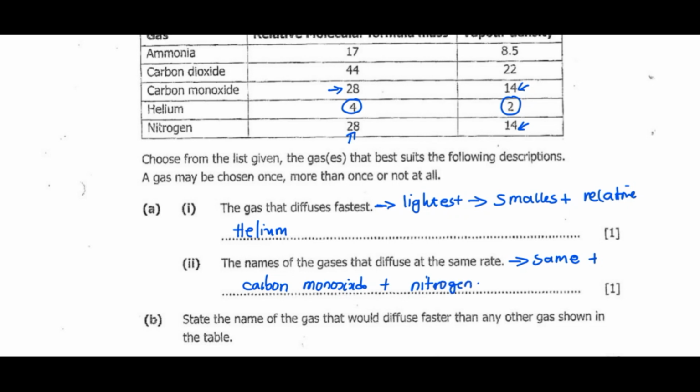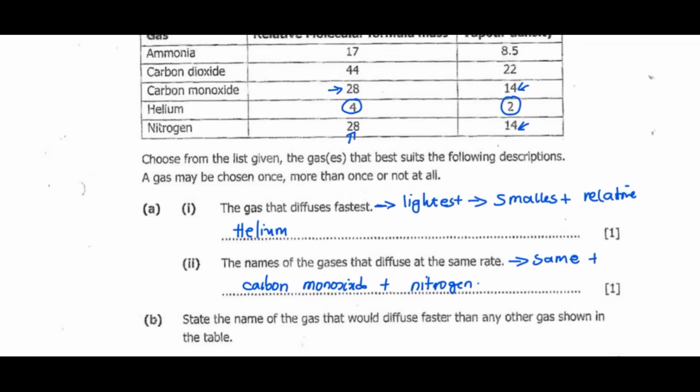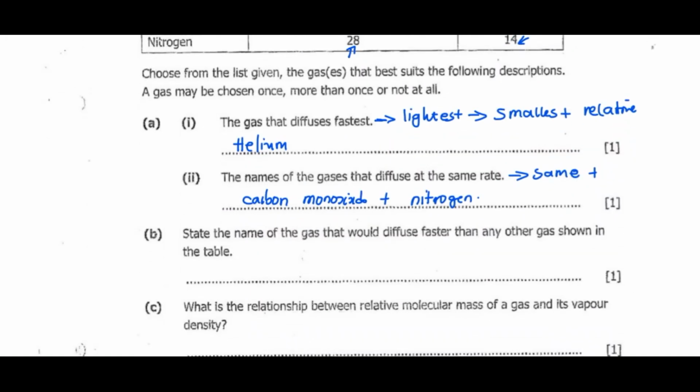Now we can look at question B. State the name of the gas that will diffuse faster than any other gas shown in the table. So the lowest in terms of relative molecular mass is 4. So which gas can have a lower number than 4? Let's look at hydrogen with the mass number of 1, also here 1. So let's make it diatomic: 2 times 1. So here the relative molecular mass is 2. So hydrogen is considered to be the lightest, even though it was not one of these gases.